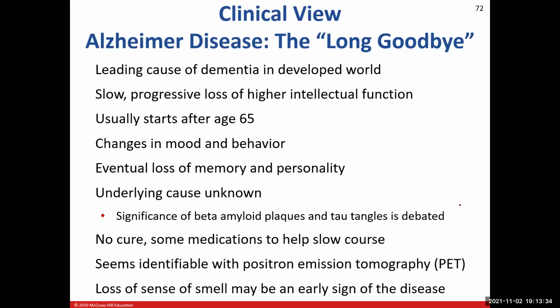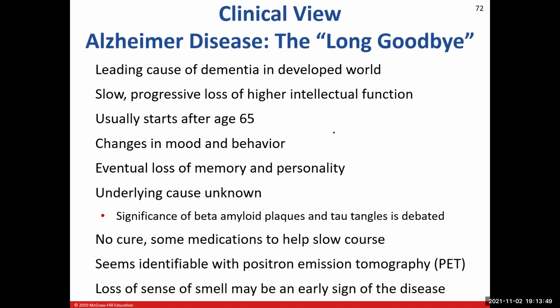Which brings me to our third clinical view, Alzheimer's disease. There's a movie called The Long Goodbye. I've never seen it, okay? But if you're interested, I don't like to watch sad stories, unless it's Field of Dreams.